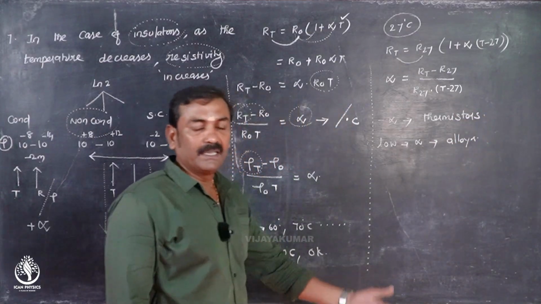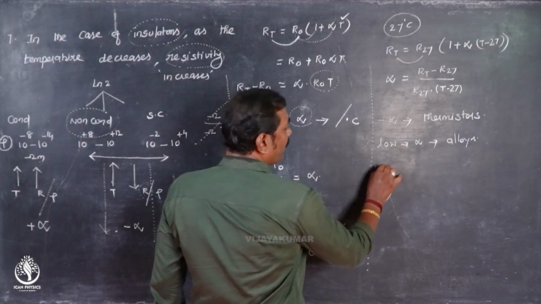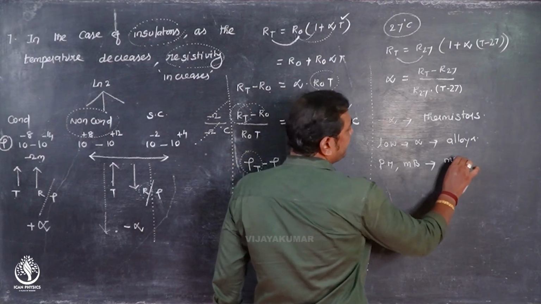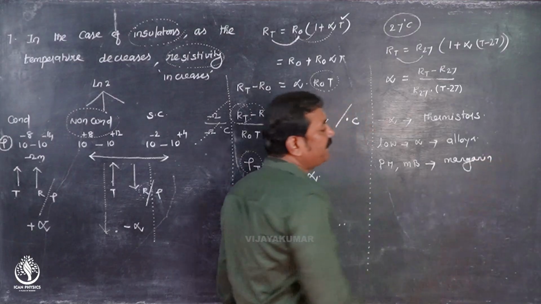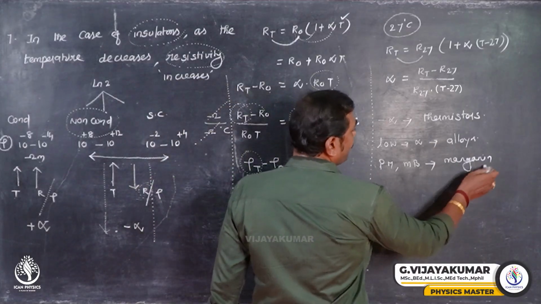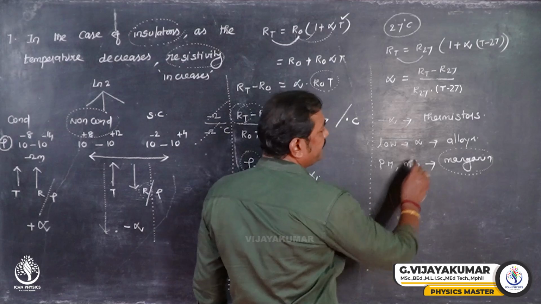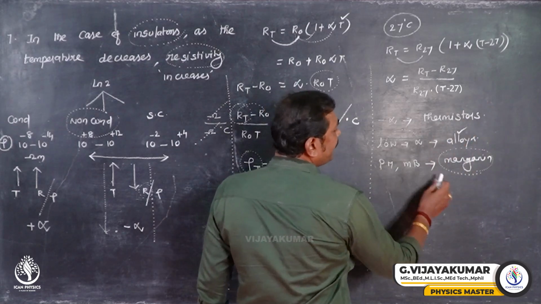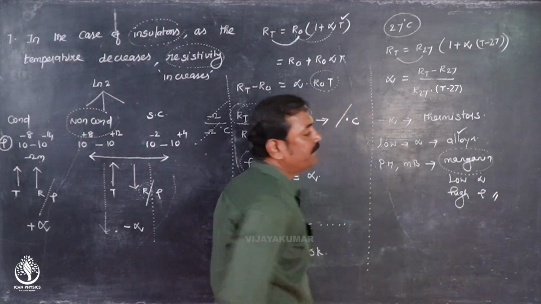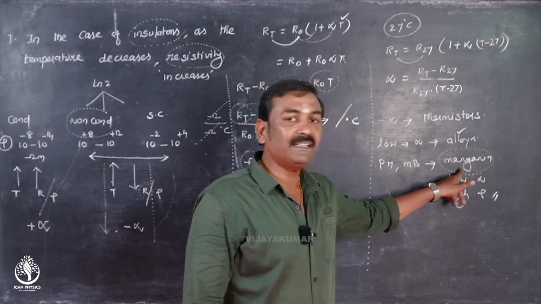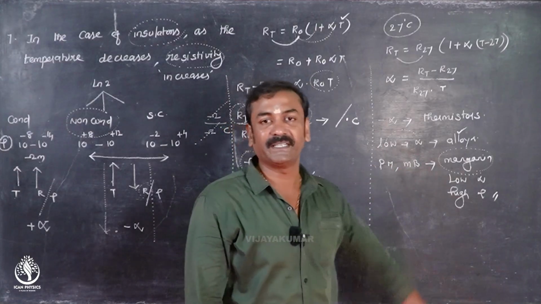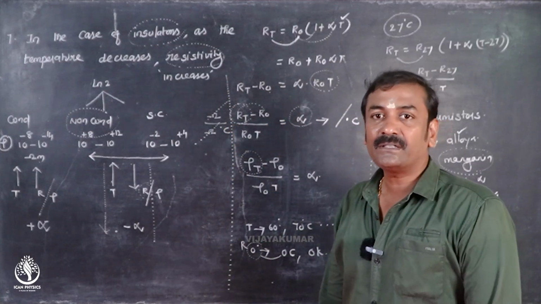They are alloys. In the previous class, what we studied in potentiometer and meter bridge, we are using manganese wire. Why are we using manganese wire? Because of this property. Manganese is an alloy which has very low temperature coefficient and high resistivity. So because of this property, we are using manganese as 1 meter wire in meter bridge and 10 meter wire in potentiometer. Okay, do you get it now?